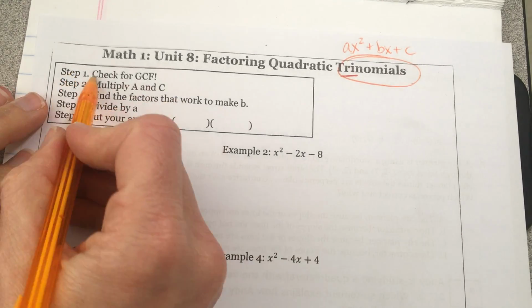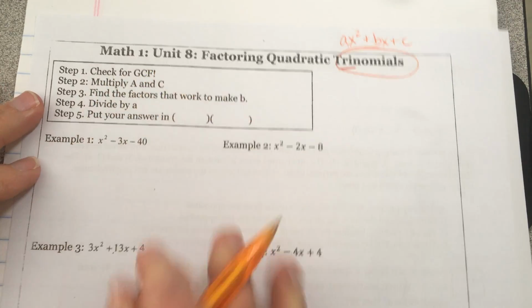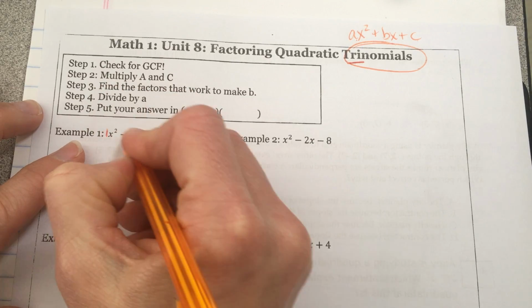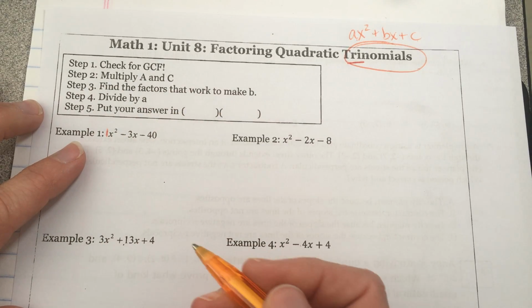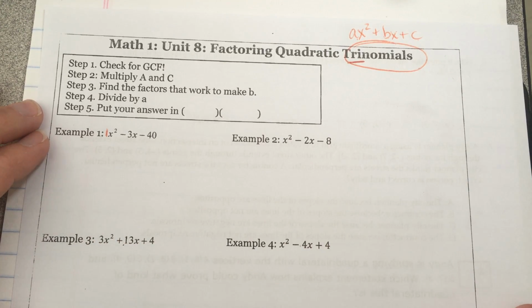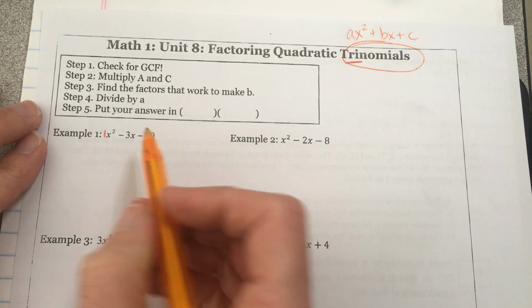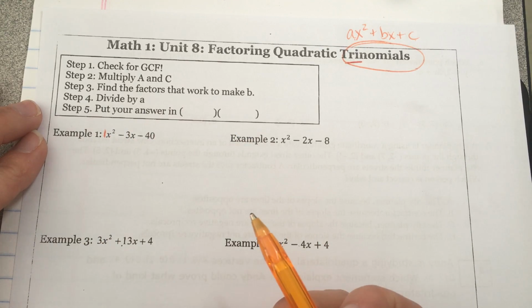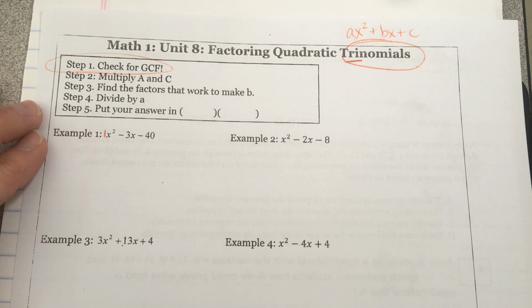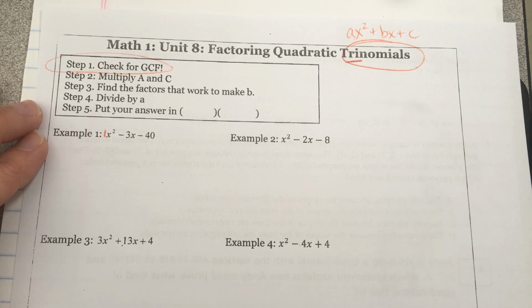So step one, check for a GCF, greatest common factor. So let's look at our first example. Is there anything that goes into 1, 3, and 40? 1. And if there's just a 1, you don't do it. It'll just be extra work. You don't need to do it. All right? What about, do they all have an X? No. So you can skip that step. We checked for it. We did it, but there's no real GCF, okay?